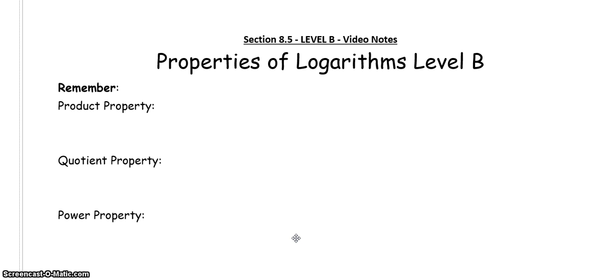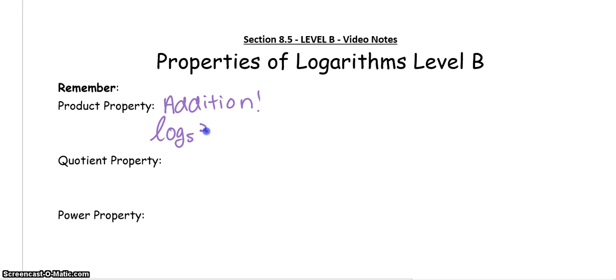Remember, we learned three properties in Level A. The first one was the product property, which corresponds with addition. An example of that is how log base 5 of 3x is the same as log base 5 of 3 plus log base 5 of x.